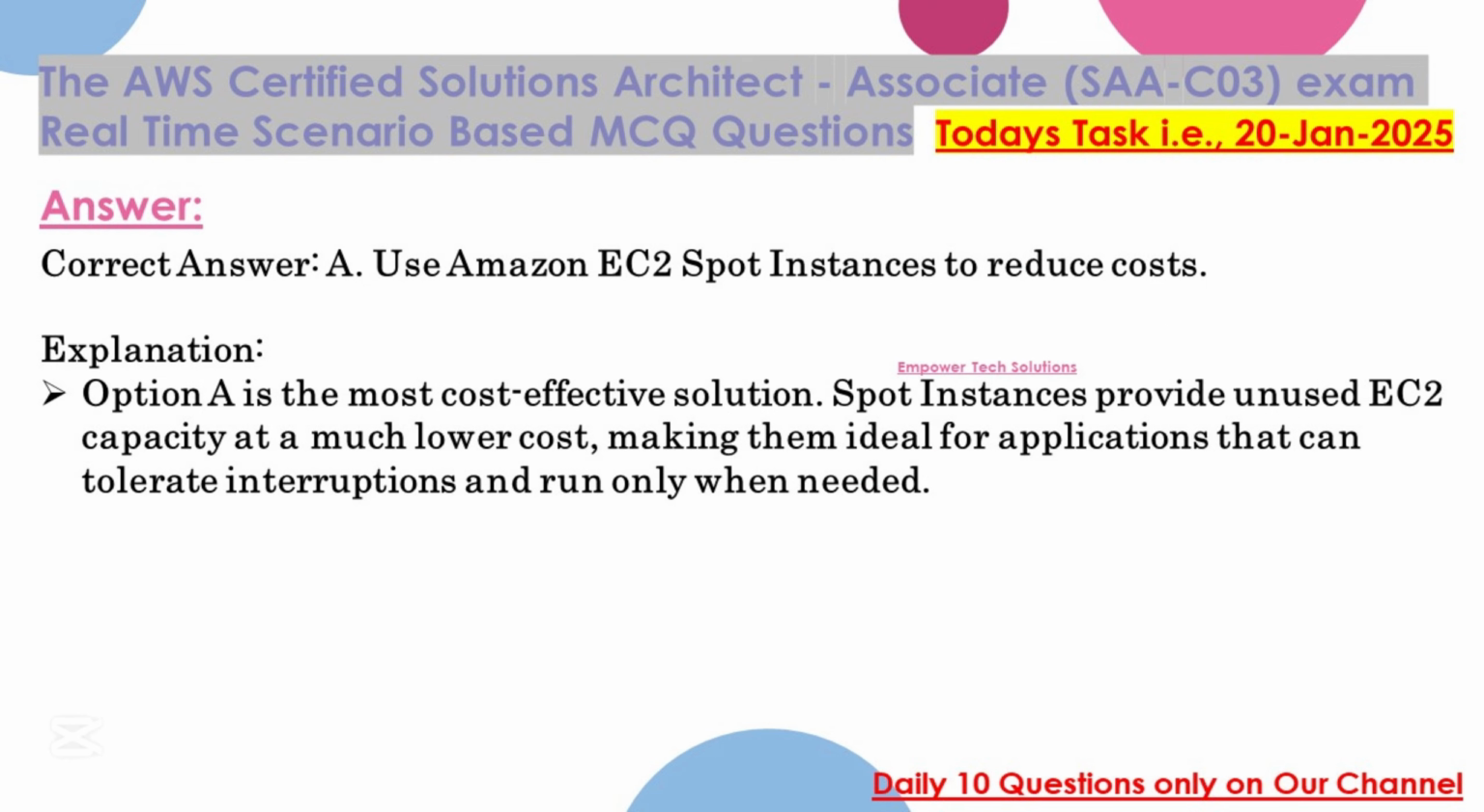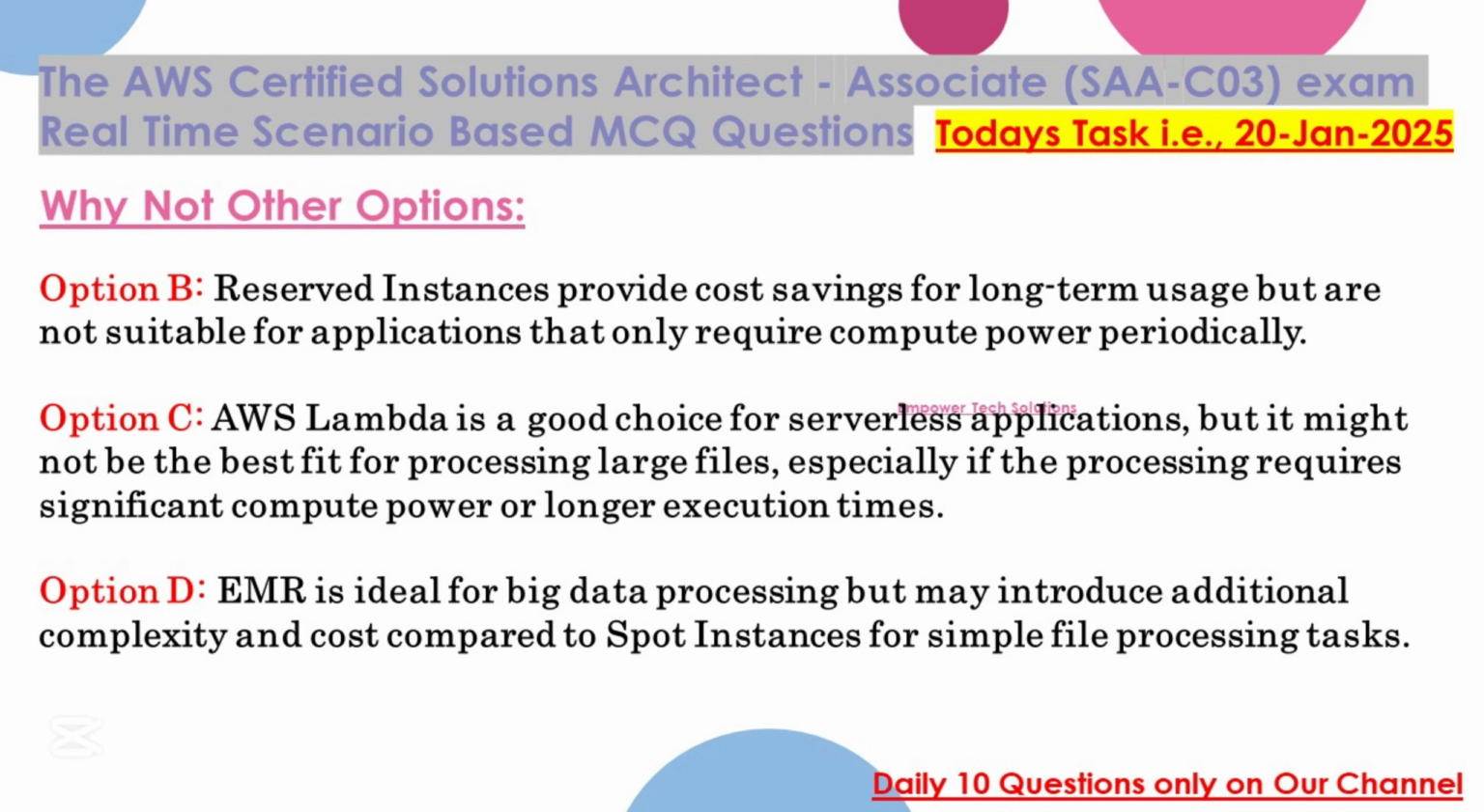Correct answer: A. Use Amazon EC2 spot instances to reduce costs. Explanation: Option A is the most cost-effective solution. Spot instances provide unused EC2 capacity at a much lower cost, making them ideal for applications that can tolerate interruptions and run only when needed.